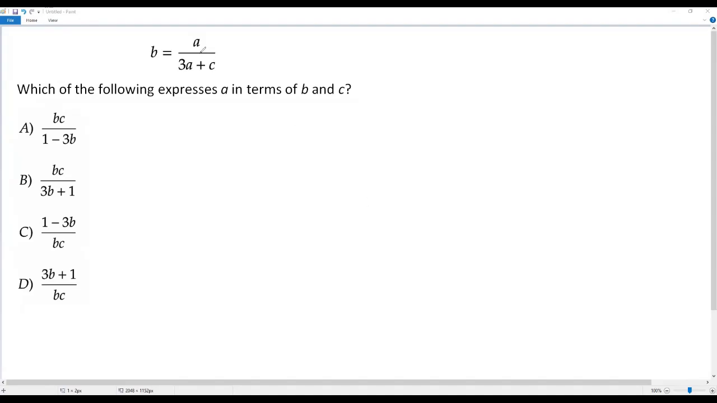B equals A over 3A plus C. Which of the following expresses A in terms of B and C? That is, we have to solve for A in terms of B and C in this equation. Okay, now let me take the equation as it is.